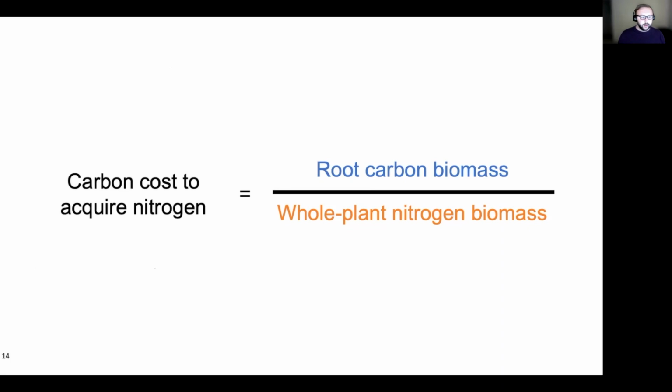We quantified the carbon cost to acquire nitrogen for each individual as a function of root carbon biomass and whole plant nitrogen biomass. There are several limitations associated with this metric that I don't have time to get into here, but if you want more information about this metric, I've linked a QR code at the end of this talk to our recently accepted manuscript on this work that more explicitly details these limitations.